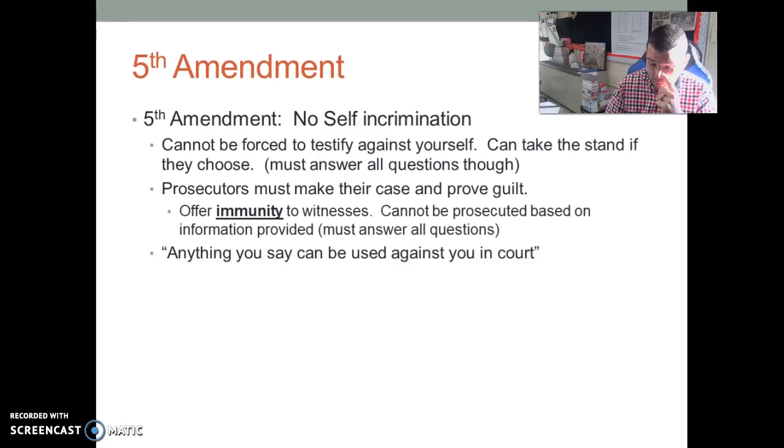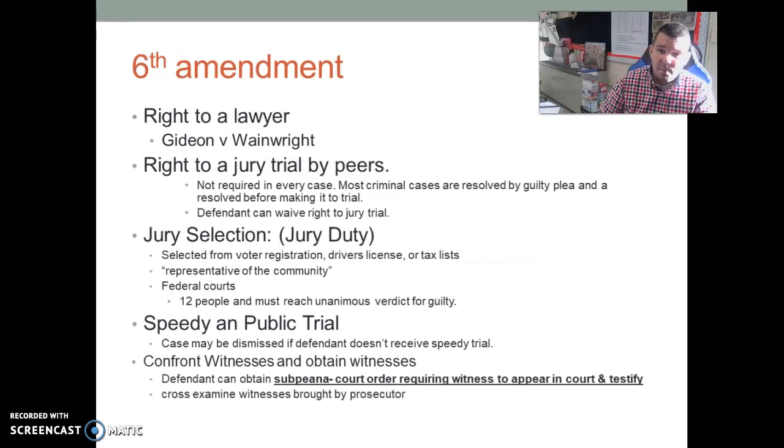So that's really important. Some things outlined in the Sixth Amendment: you have a right to a lawyer. That was outlined in the court case Gideon versus Wainwright. Everybody, whether you can afford one or not, will have one appointed to you if you can't afford one. So everybody has a right to a lawyer and a right to a defense. Two, the right to a jury trial by your peers. This isn't required in every case.